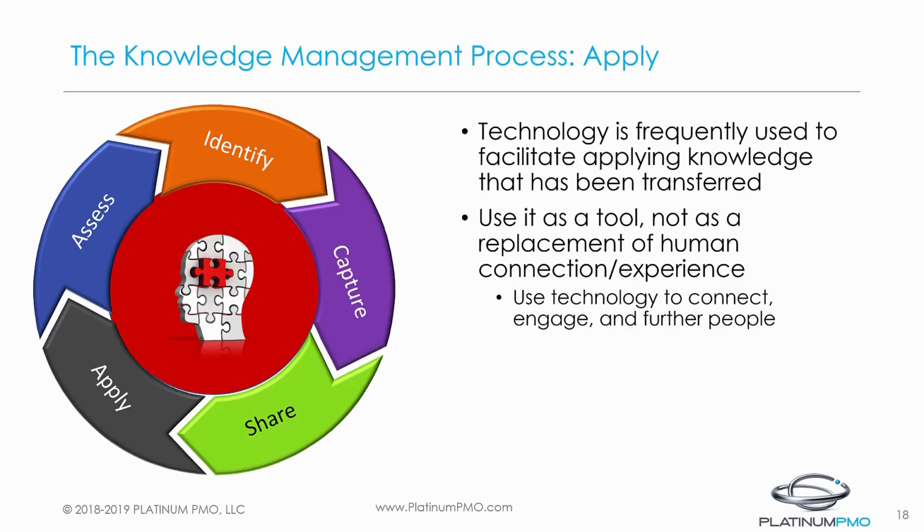After organizations make knowledge available to others, the application of transferred knowledge follows, which is often a challenging step. Technology is frequently used to facilitate applying knowledge that has been transferred. But it's important to remember that technology is most effective when it's used to aid the people, not replace them. Now, I know some of you are in the artificial intelligence space and are disagreeing with me, but there is still, most likely, going to be a human element long after the digital transformation goes live.